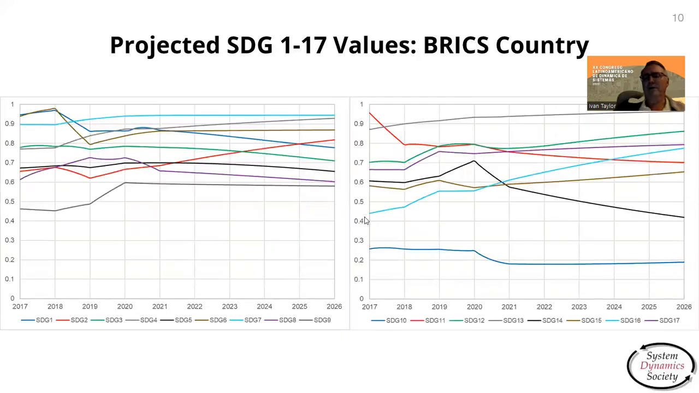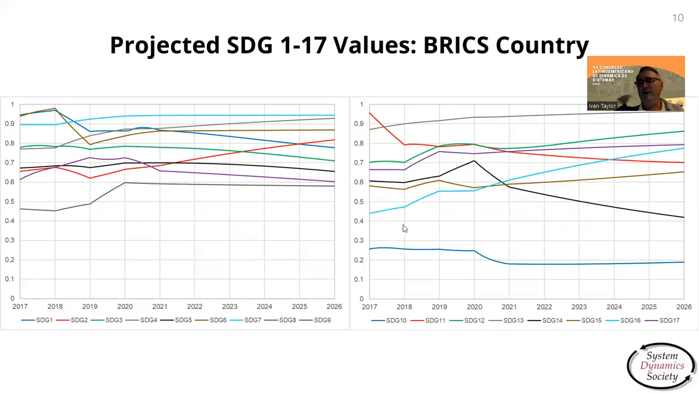And then we took the calibrated model and we projected into the future. As I said, we only have 5 years worth of data from 2017 to 2021, and then we projected to 2026. And you can see that some of the SDGs' future values are projected to increase and some are projected to decrease. And these are the 17 SDGs.